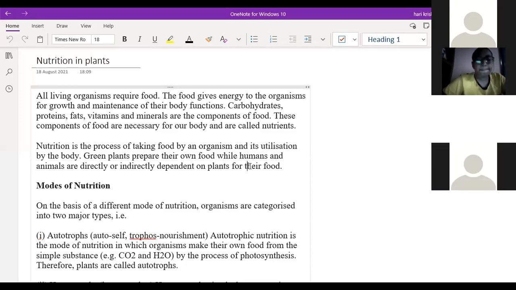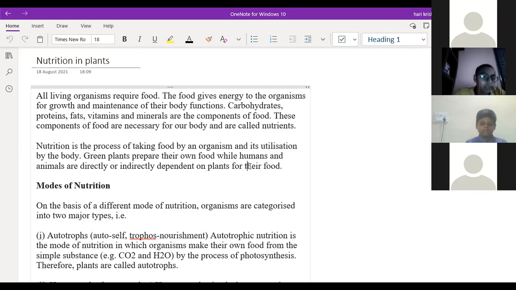That is happening in the case of nutrition in plants. So preparation of the glucose is done in the plants, in the leaves, right? First, what is the meaning of nutrition? There are two types, autotrophs and heterotrophs.